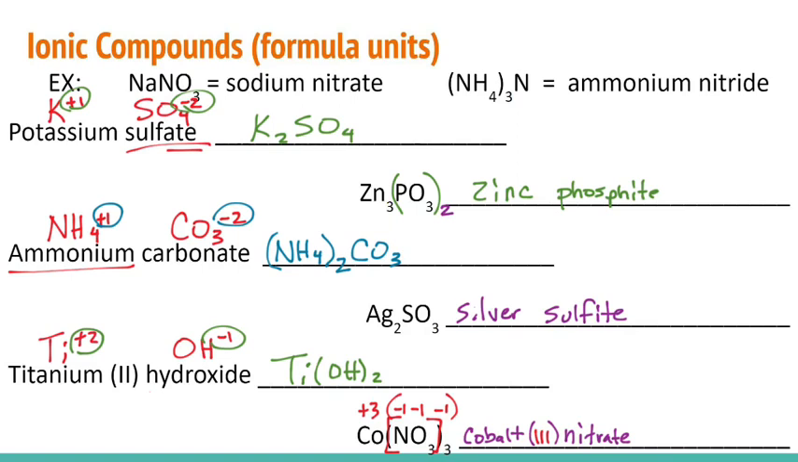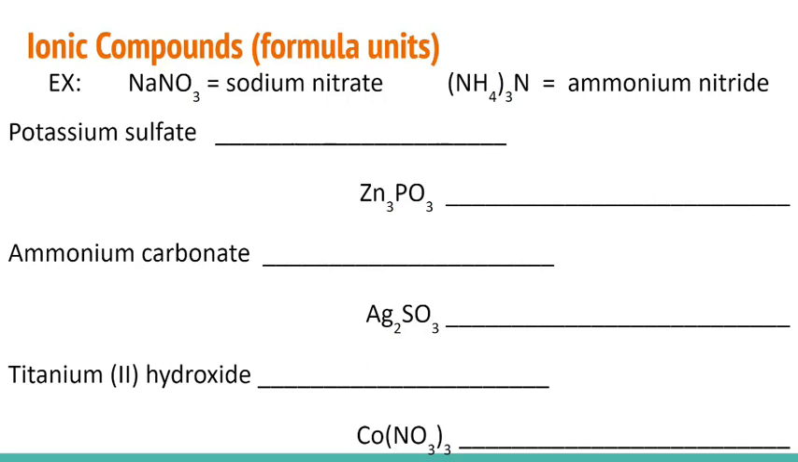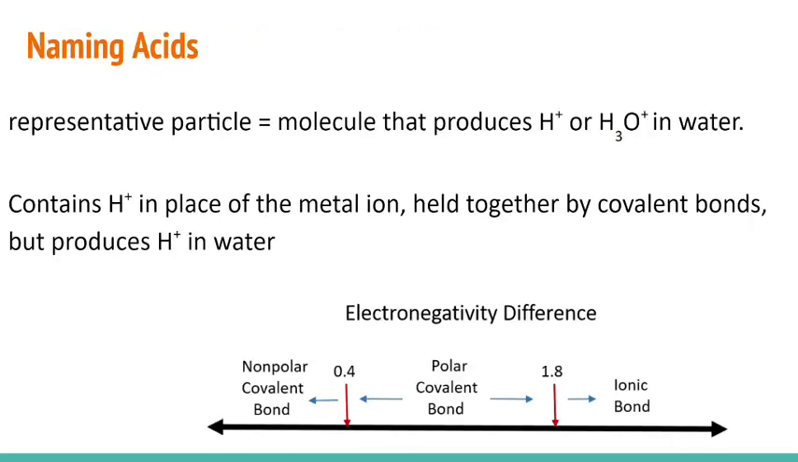So, hopefully ionic compounds aren't too hard, and covalent definitely just name what you see, remember those prefixes. Where things get a little bit tricky is acids. So acids are kind of special. They are molecules, which means they are covalently bonded, but they produce ions in water.